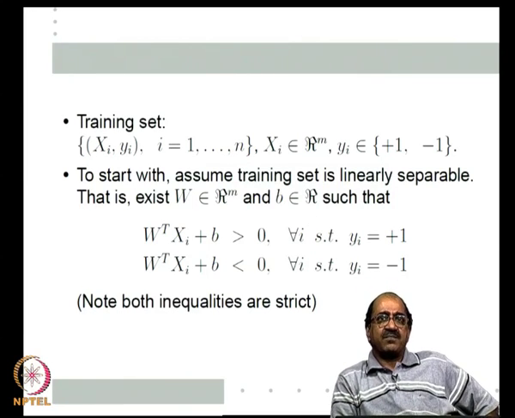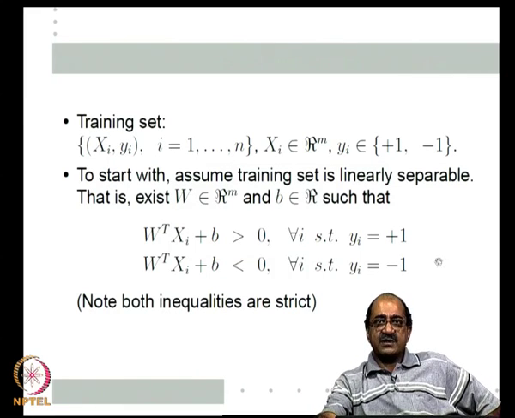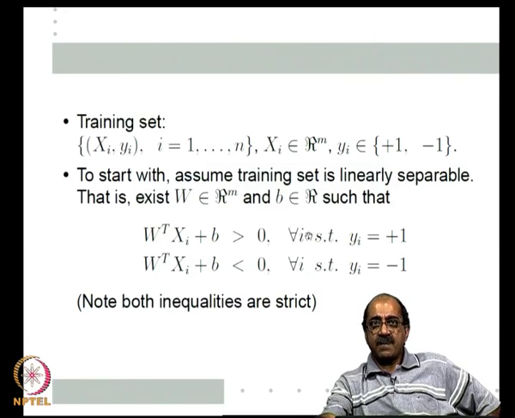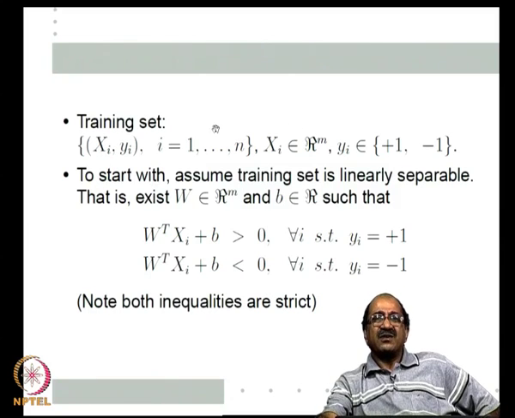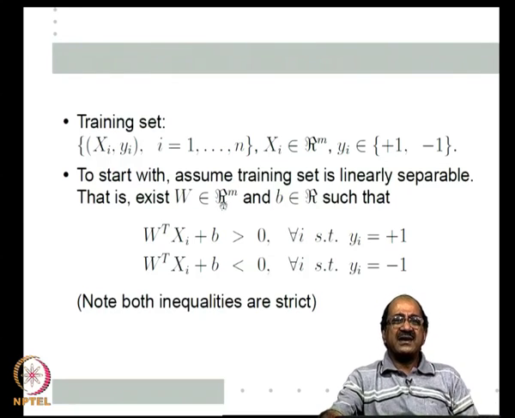To start with, we are assuming that the training set is linearly separable. That means there is a weight vector w belonging to R^m and a constant b belonging to R, such that whenever y_i is plus 1, that means x_i belongs to the class plus 1, w transpose x_i plus b is greater than 0, and whenever y_i is minus 1, we have w transpose x_i plus b less than 0. Because there are only finitely many patterns, if they are separable, they will be exactly separable. So, no pattern need be on the separating hyperplane, and we will take both inequalities to be strict.